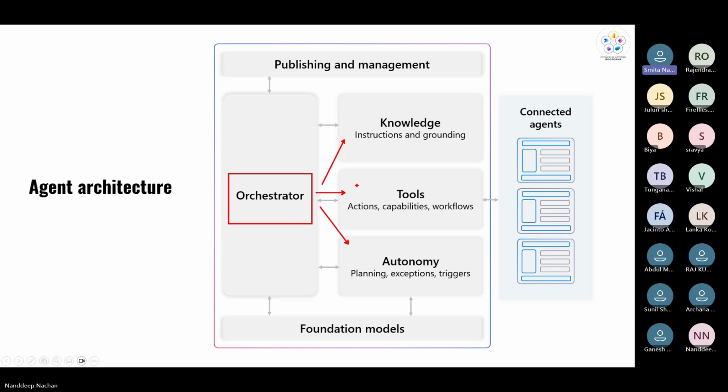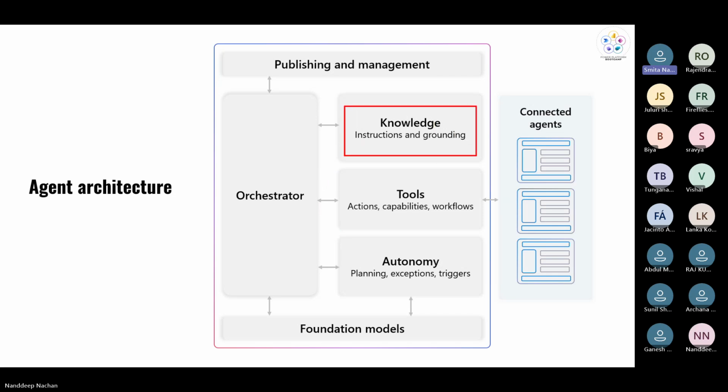The agent is grounded by knowledge. This includes the instructions, rules, and access to data that help the agent understand the context and produce accurate, relevant responses. Tools give the agent the ability to act. These can be actions, workflows, APIs or integrations with internal and external systems. Tools are what turn an agent from something that only responds into something that actually does work.